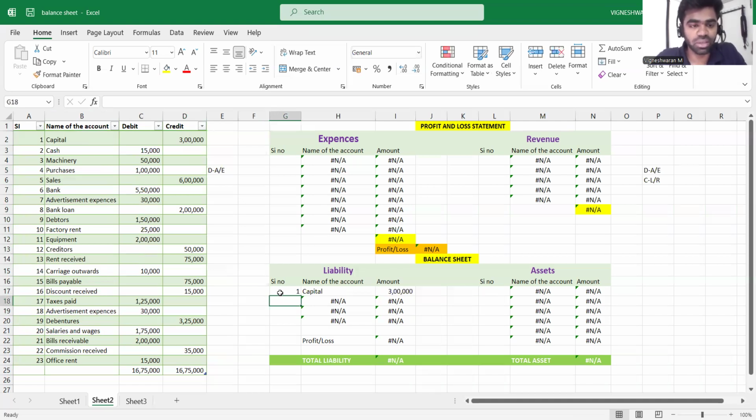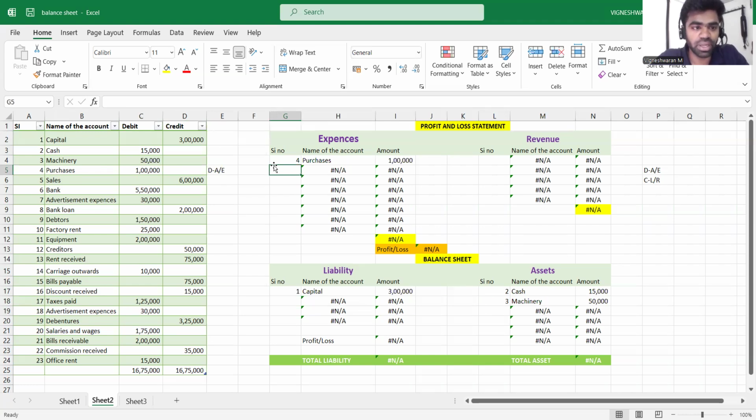Second one, cash. Of course, we all know it is an asset, and it is on the debit side, so we will put it on the asset side. Then machinery is also an asset. Then purchases. Purchases of 1 lakh is on the debit side. If it is in debit, it should come either as an asset or an expense. So it will be an expense.